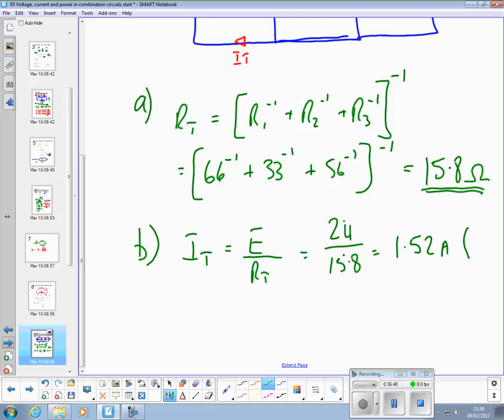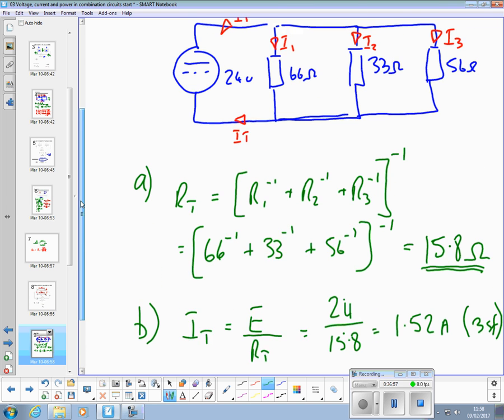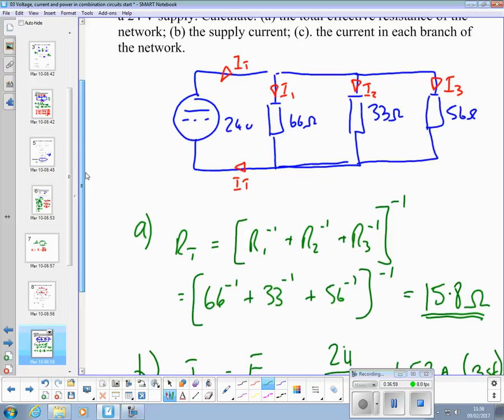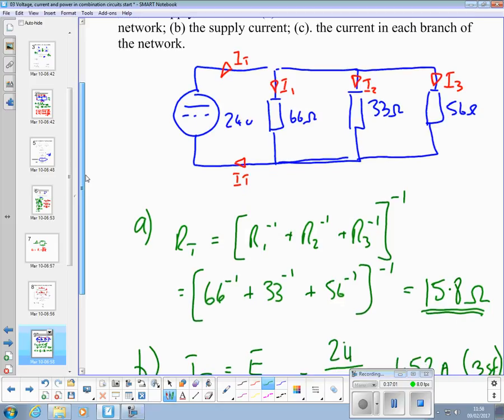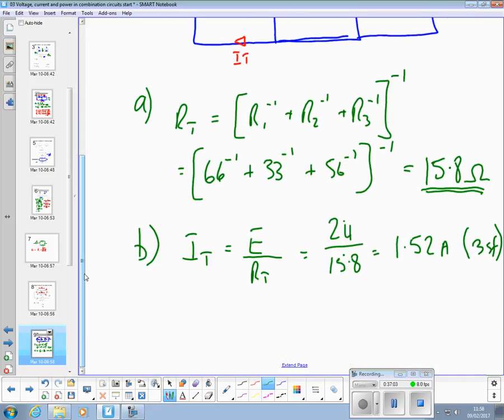Okay. I mean, that's plenty, isn't it? Because from the data we've been given, the best we've got is 2 significant figures. Alright? So now we've got the current in total. And then the question said, find I1. How do we find I1?